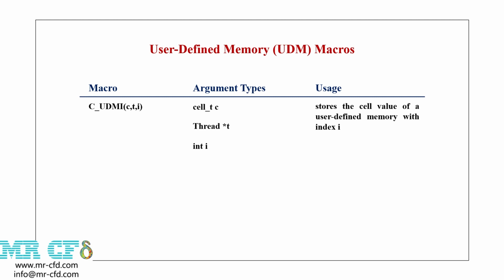The C_UDMI macro is also used to store data from a desired cell in a user-defined memory. These macros consist of 3 arguments. The first argument represents a variable c that receives data from each of the cells of a cell thread. The second argument is a pointer to the desired cell thread. And the third argument is an index that specifies the memory location where the data should be stored.